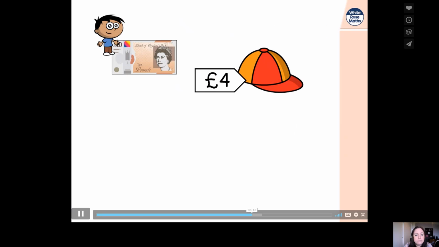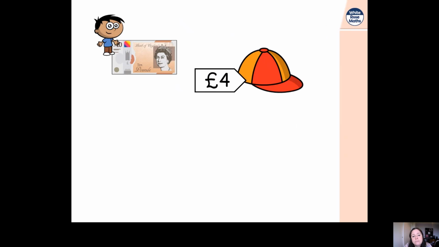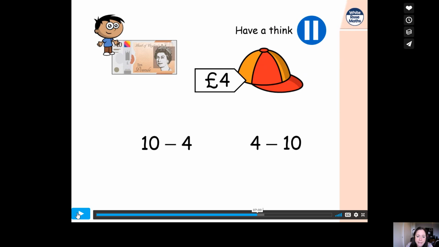Amir this time wants to buy a hat for £4 and he's got a £10 note. Which of these calculations is going to help him work out his change? Pause the video here to have a go. Okay, think about how much he's starting with, think about what's the altogether number. That's right. £10 subtract £4 will give him his change.